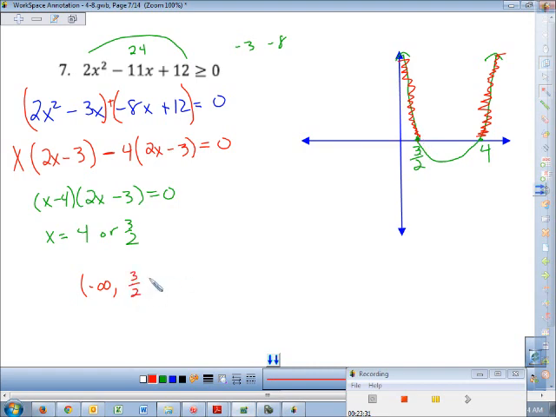What? Counts. Then what do you put right here? Union. 4 is next. Does 4 count or not count? To how far?